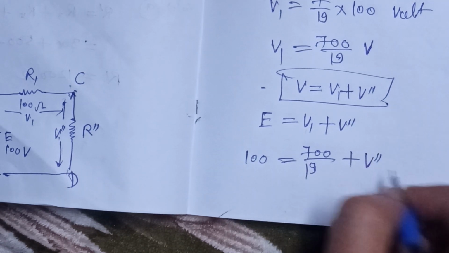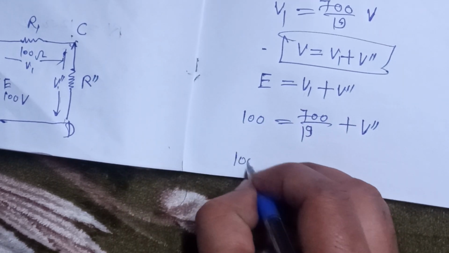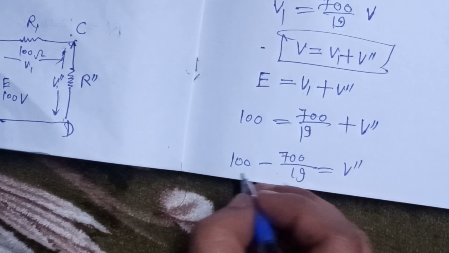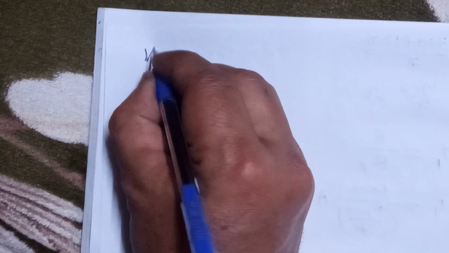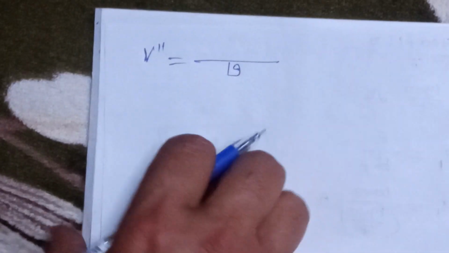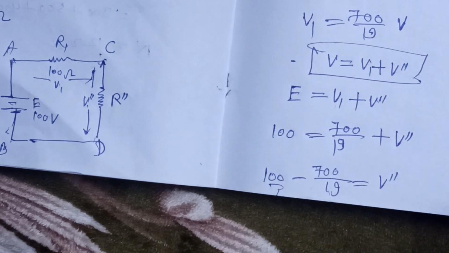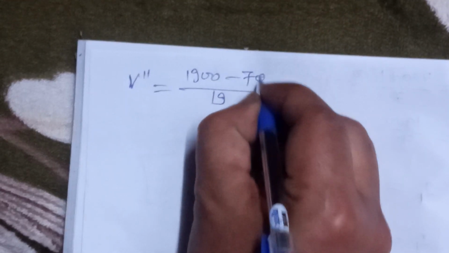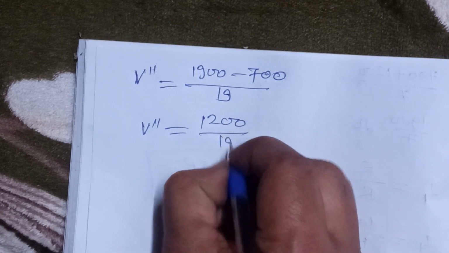So we can find the value of V double dash by transposing this term to the left hand side. We get 100 minus 700 upon 19 is equal to V double dash. So take LCM of 1 and 19. V double dash is equal to 19 multiplied to 100, minus 1 multiplied to 700, over 19. So this becomes 1900 minus 700, and V double dash becomes 1200 upon 19 volt.